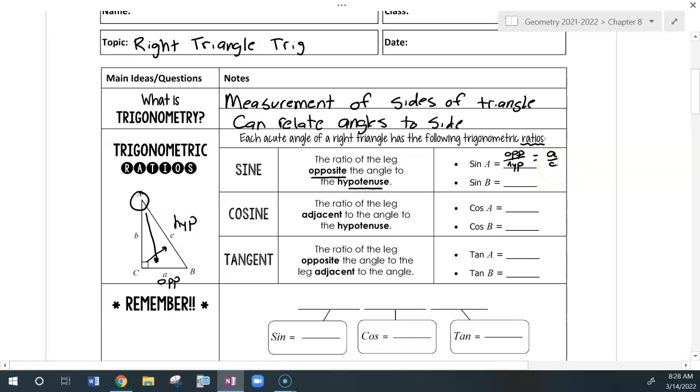Now if we go from angle B this time, looking at angle B, go across the triangle, now opposite is little b, and your c is still the hypotenuse. So this is going to be little b over c.